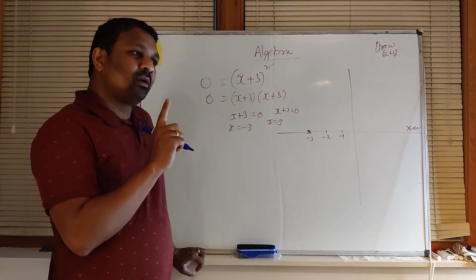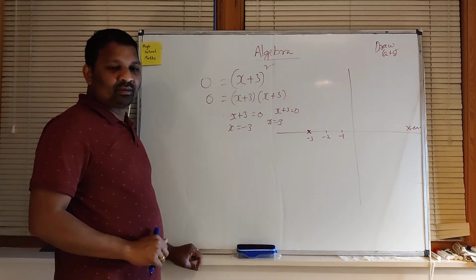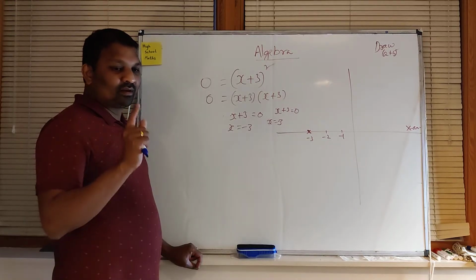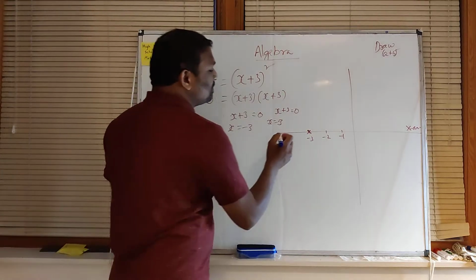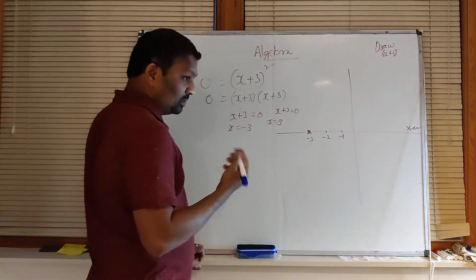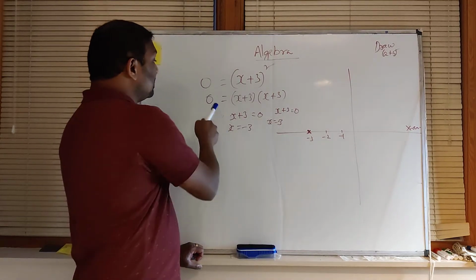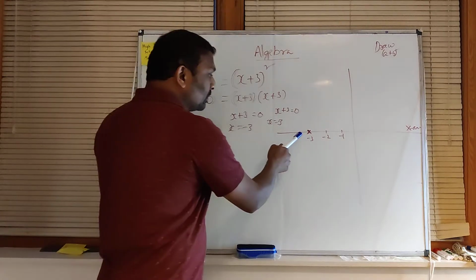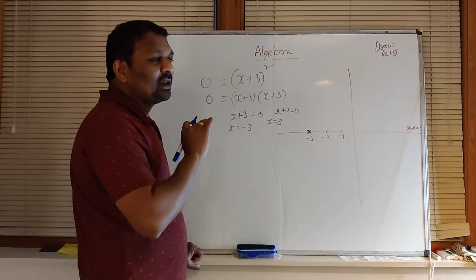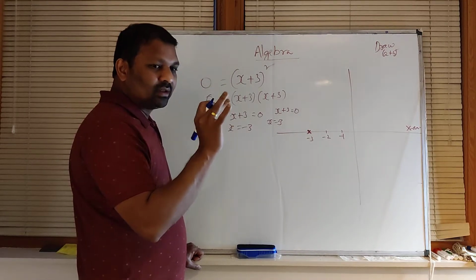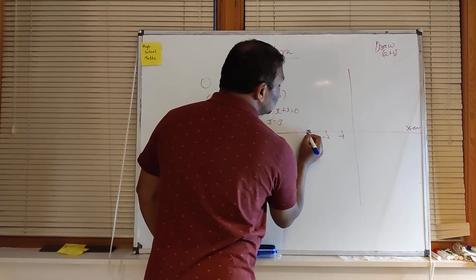You got 2 points, but in this case both points are the same. We got only 1 point, and this point is called the root. When do you get the roots? When you equate this to 0, you will get the roots. If we don't equate, a root is a point. It does not tell you anything. It just gives you 1 point, one x value. Because this is an x-axis, minus 3 is a point.